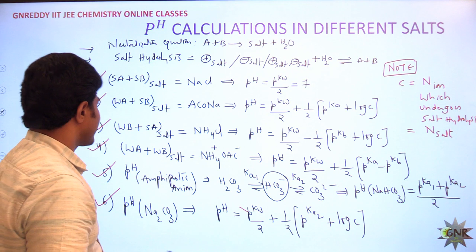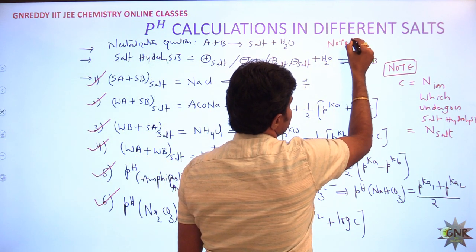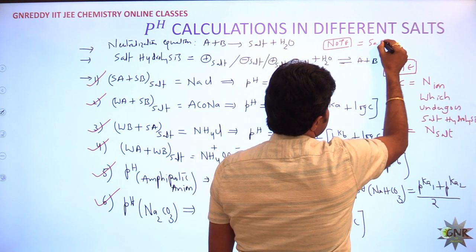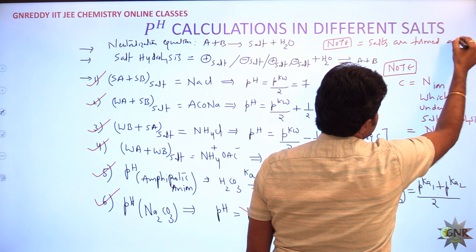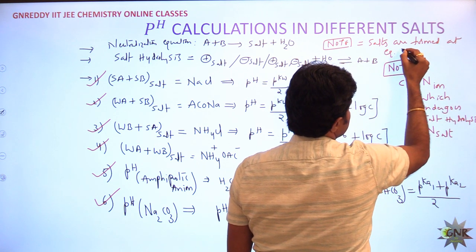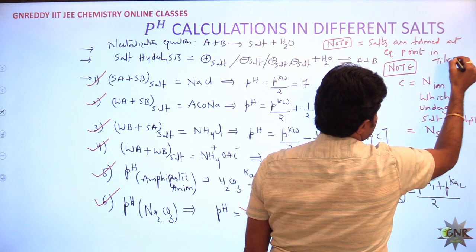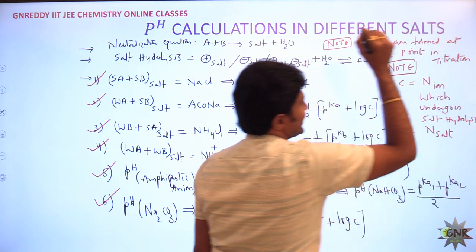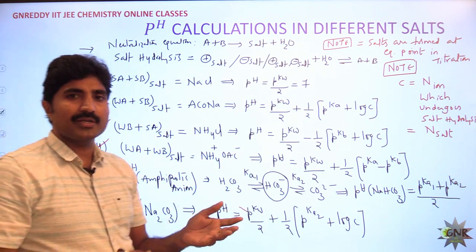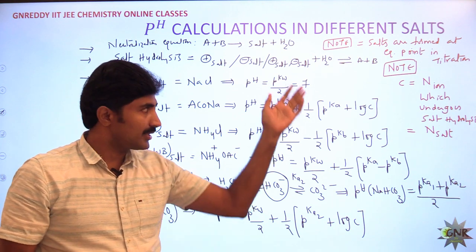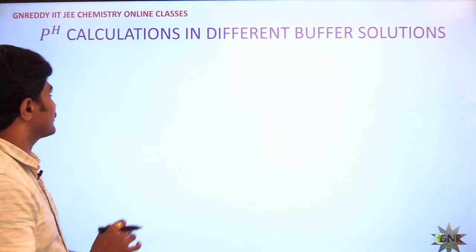And the first important point in this salt hydrolysis: during the titrations, salts are formed at the equivalence point. This is a useful point to detect salts during the titrations. Okay, so we completed the acids data, base data, and even salts data. Now come to the buffer solutions. What is a buffer?